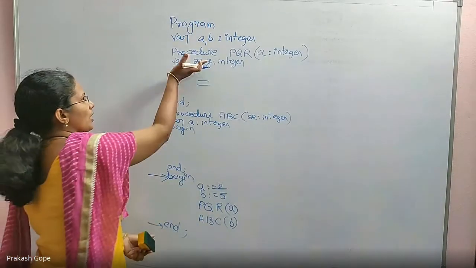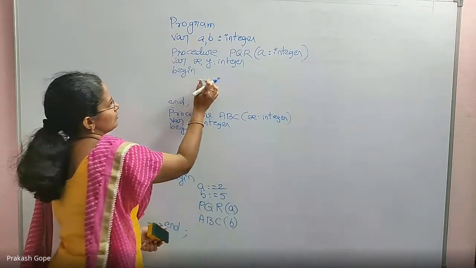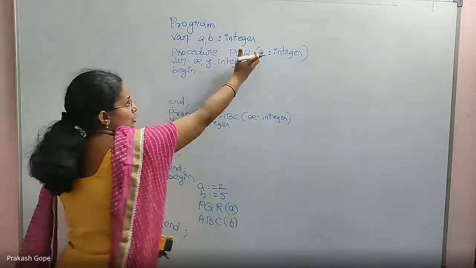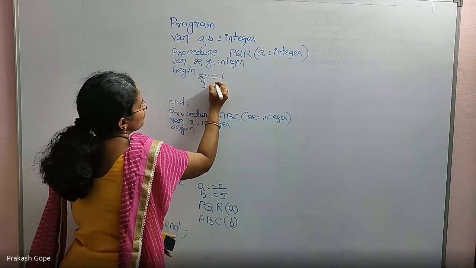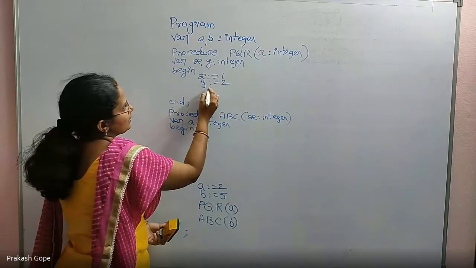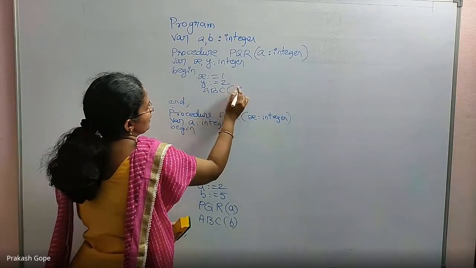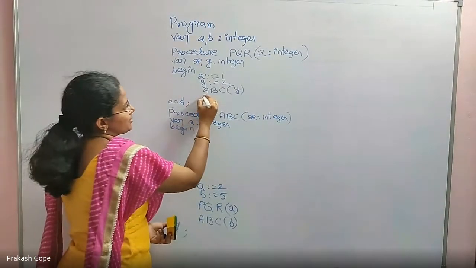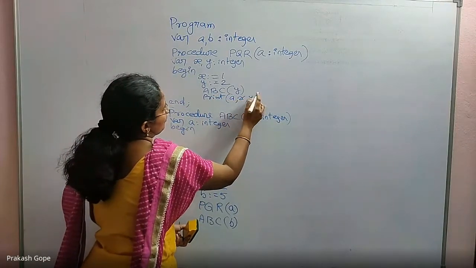In the PQR, I am calling. This is an execution, right? This one will get a value with a function call. But x and y are local variables. I am initializing them to 1 and 2. And this procedure PQR is calling ABC, for example, ABC by passing y. There are some print statements. Okay, I'm saying print A, X, Y.